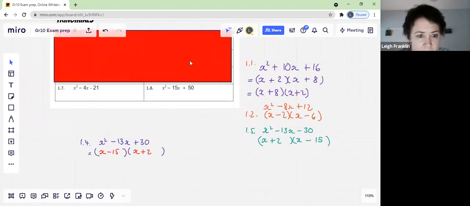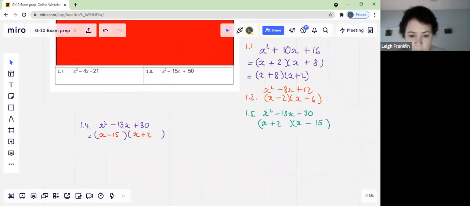Let's have a look at 1.7. Who's been very quiet that I can call on? Karabo. Would you like to try number 1.7, Karabo? Tell us what you think we should write.